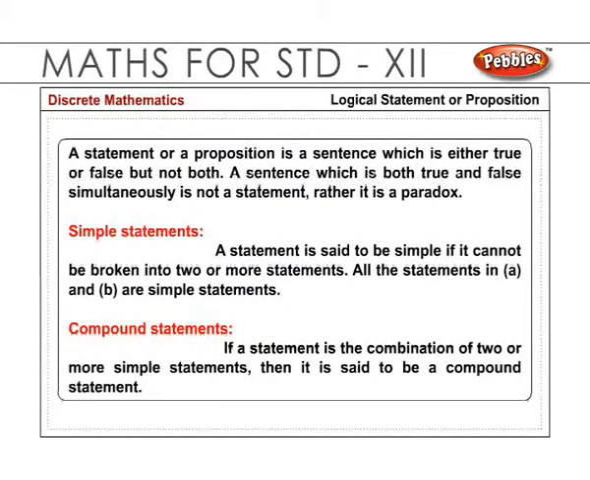Simple statements. A statement is said to be simple if it cannot be broken into two or more statements. All the statements in A and B are simple statements. Compound statements. If a statement is the combination of two or more simple statements, then it is a compound statement.